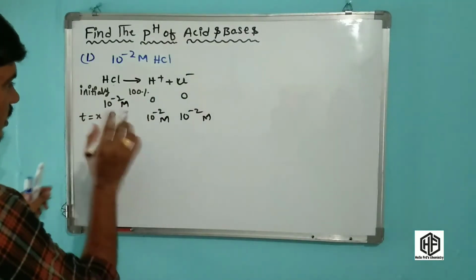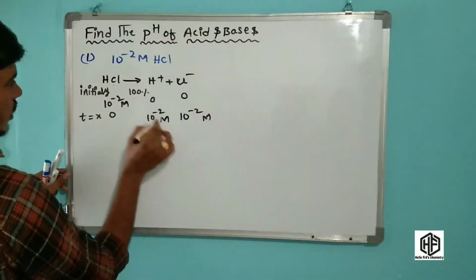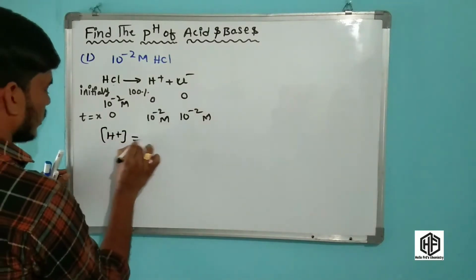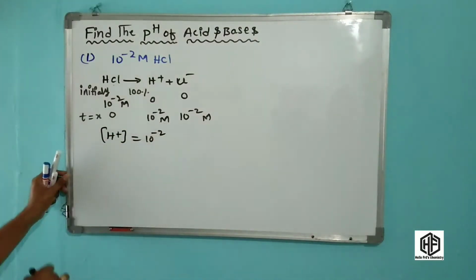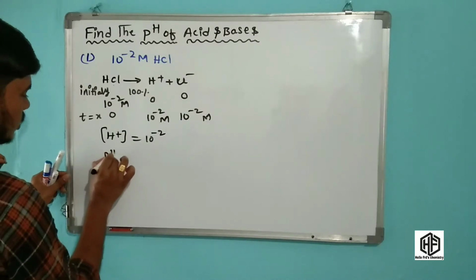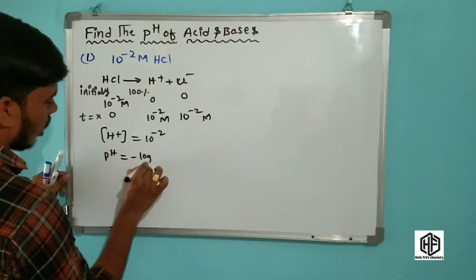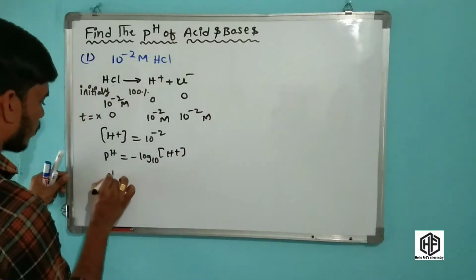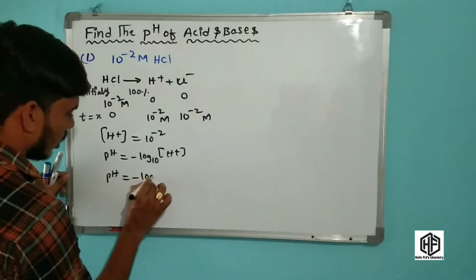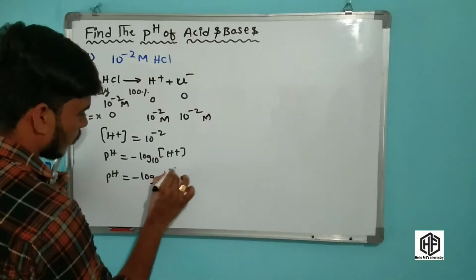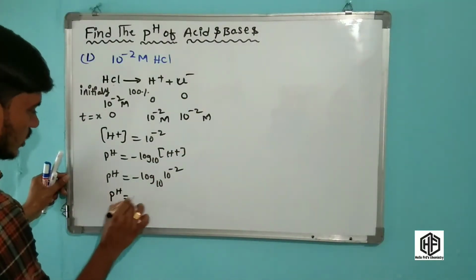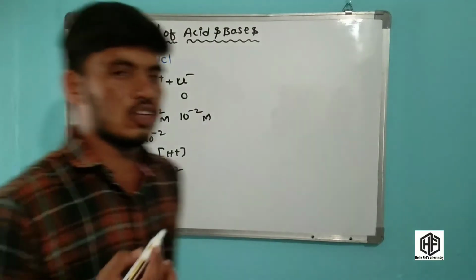This is clear, friends. Now what is the pH of this solution? The H plus ion concentration is 10 to the power of minus 2 molar. Friends, pH is equal to minus log base 10 of the concentration of H plus ions. So pH is equal to minus log base 10 of 10 to the power of minus 2.